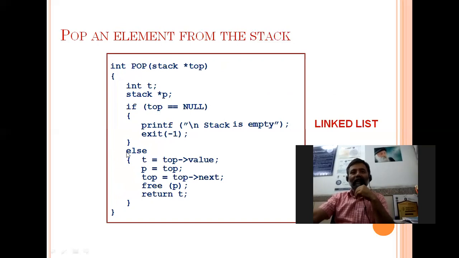If not, then in the else part, we are holding the value that we want to delete, to pop. t is equal to top operator value, it will be stored in this variable. The node we want to delete, we will simply hold in this pointer p. So p is equal to top, and now we will update top. So top is equal to top next. Now top will point to the second node, and the first node we have pointed to with p. Now free p, so this will free the first node.